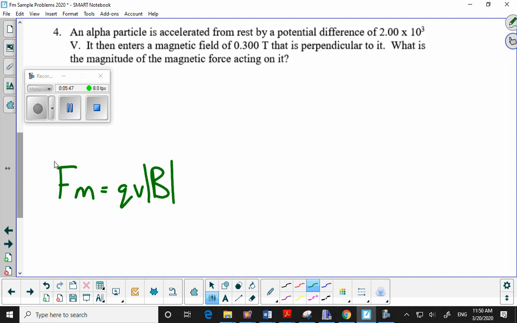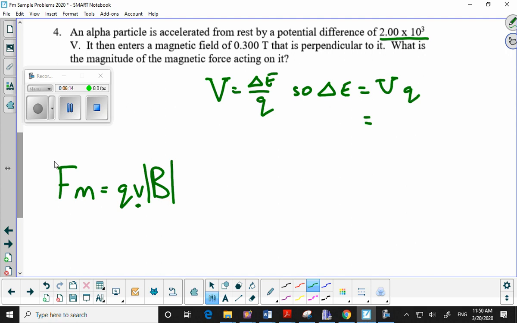Magnetic field intensity was given as 0.3. However, we were not given the speed. So we're going to have to find the speed given the fact that we were given its voltage, its potential difference. So what we're going to do, remember this is a small v for speed, potential difference, delta E over Q. So delta E is equal to V times Q, 2000 volts, times the charge of the alpha particle. Again, don't get confused with a proton or an electron. Remember, this charge is 3.2 times 10 to the minus 19 coulombs.